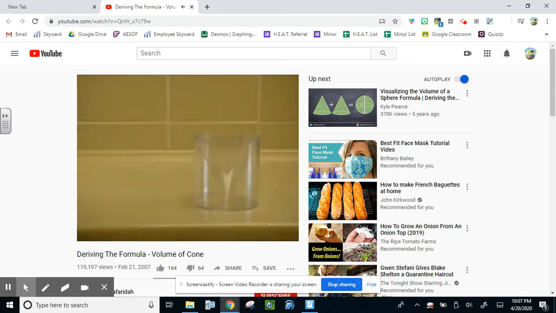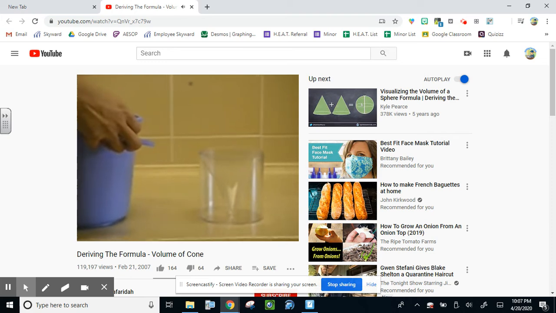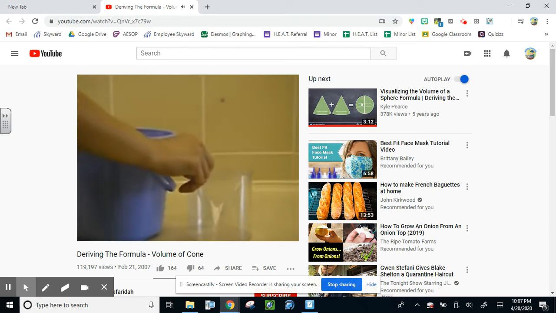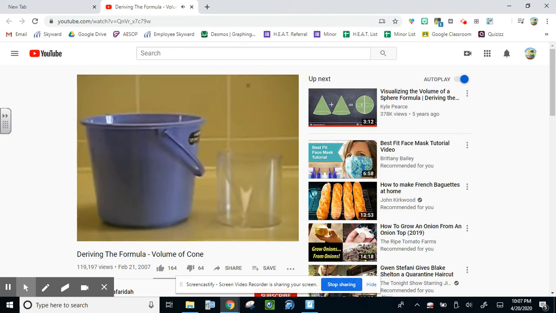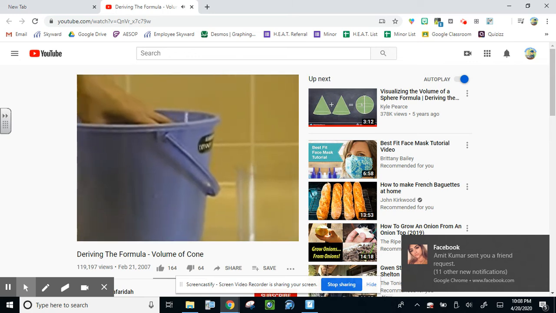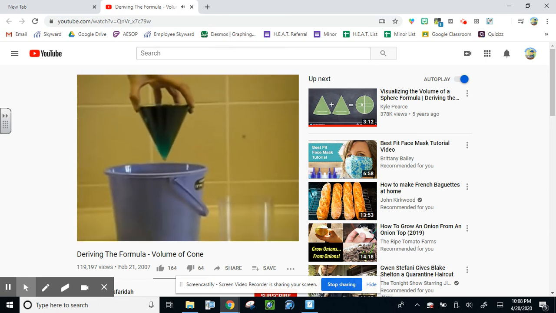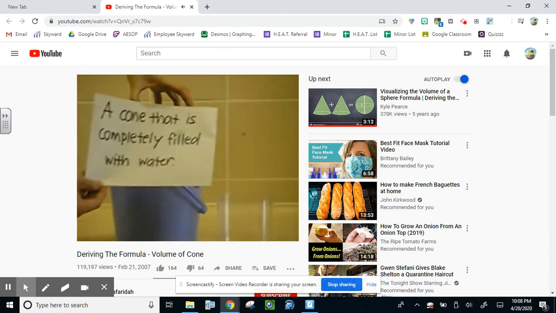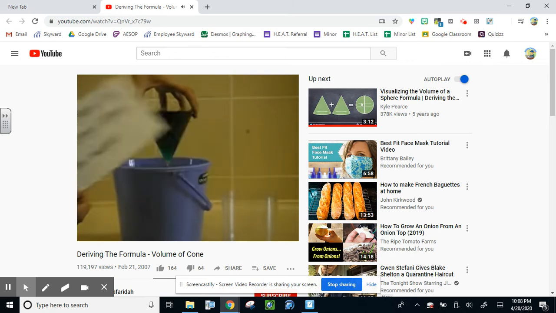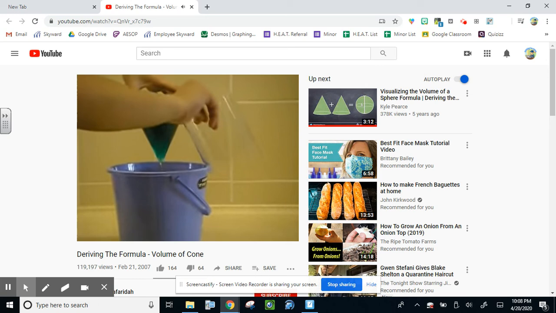Observe what happens next. If we were to take our cone with the same base area and the same height as the cylinder, and fill it up with water, we can see a cone that is completely filled with water. They are very thorough in their video demonstration here.